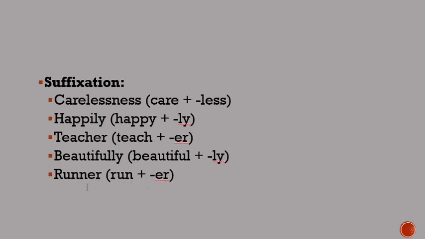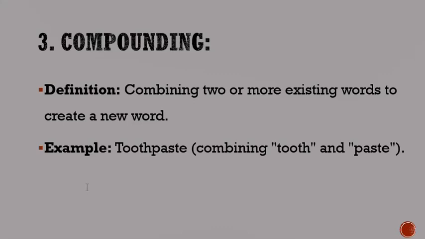So in prefixation, you add the morpheme before the word, and in suffixation, you add the morpheme after the word, and together this prefixation and suffixation, we call it as affixation. And now the next one is compounding. So what is compounding? Compounding means combining two or more existing words to create a new word. See the example, toothpaste. Tooth is a meaningful independent word and the other word is paste. This is also an independent meaningful word.